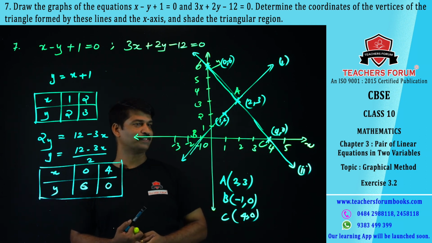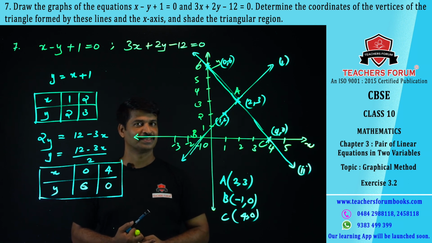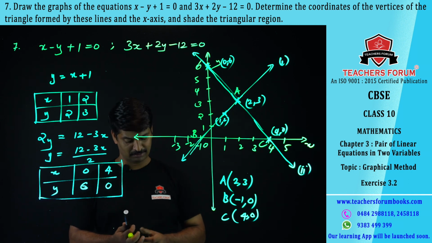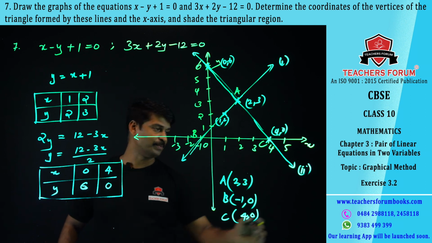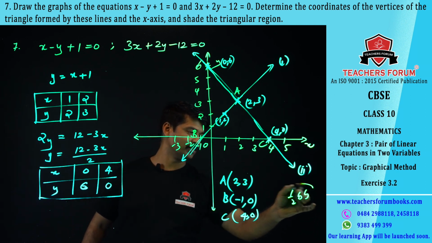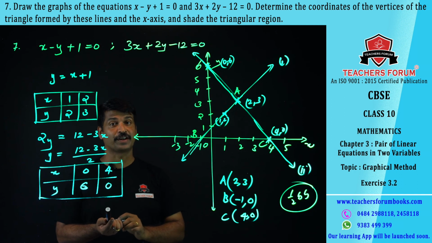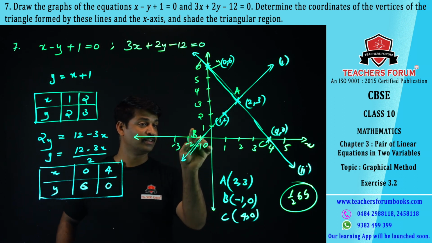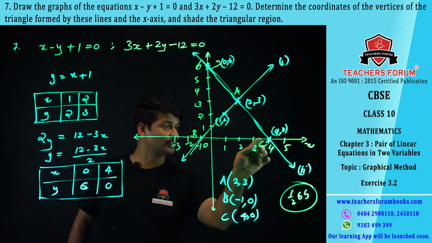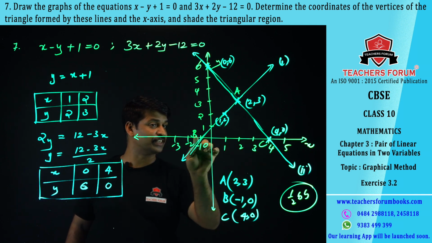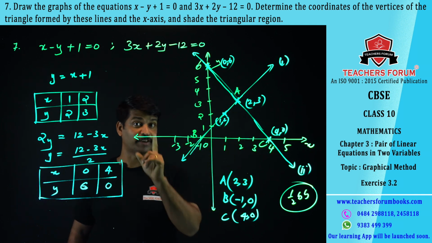So how can you find the area of this triangle? Area of triangle is half BH. That is the area of triangle, half BH. What is B? That's the base of the triangle. So what is the base of the triangle? From -1 to 4. So what is this distance? This will be 4 plus 1, 5.